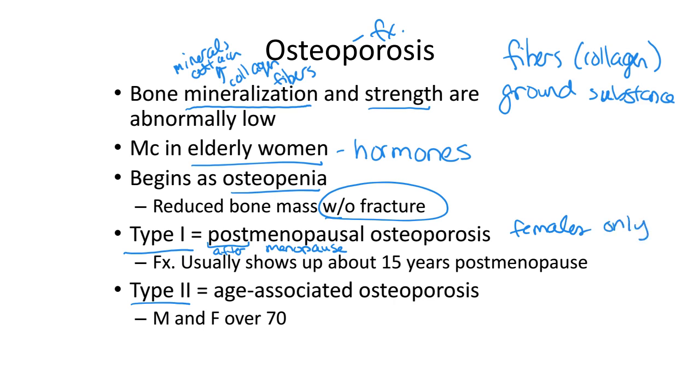And this is going to be due to those hormonal changes that are associated with menopause. So it'll usually show up about 15 years post-menopause. So mid to late 60s, early 70s. And so those hormonal changes, in particular, the estrogen changes that women have when they go through menopause, can cause a decrease in the bone mineralization. The second type, type 2, is strictly associated with age. So it can be seen in males and females over the age of 70.